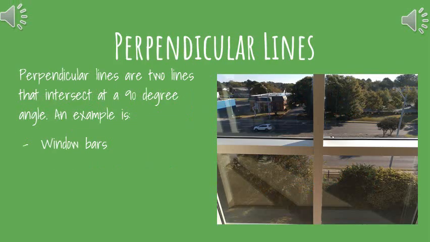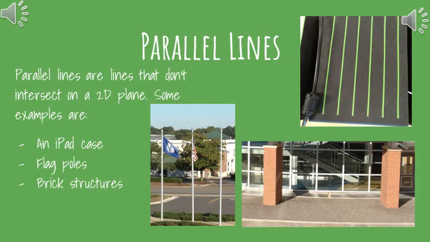Perpendicular lines are two lines that intersect at a 90-degree angle. An example is window bars. Parallel lines are lines that do not intersect on a 2D plane. Some examples are an iPad case, flagpoles, and brick structures.